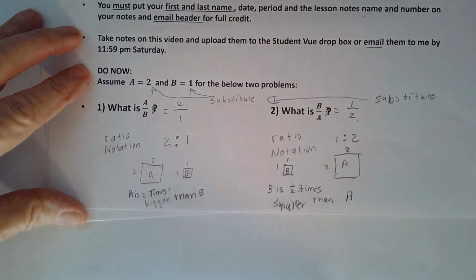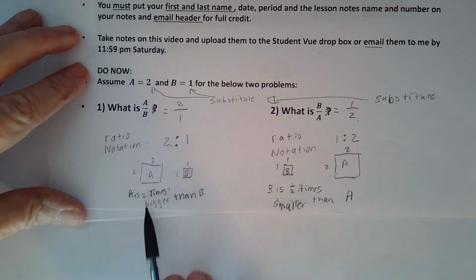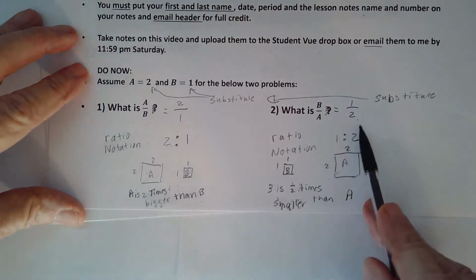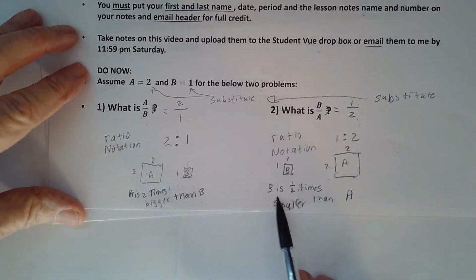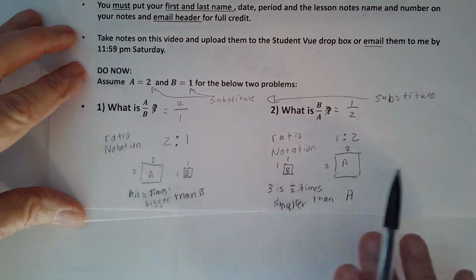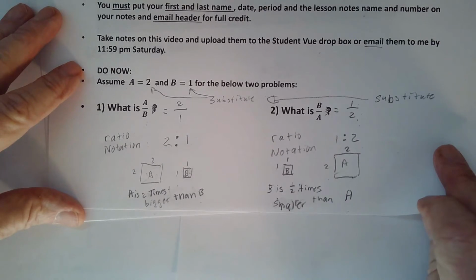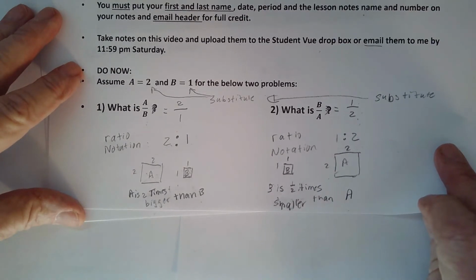All right. So 2 over 1 is 2. So a is 2 times bigger than b. 1 over 2 is 1/2. So b is 1/2 times smaller than a. That's the principle that's behind ratios. You're basically comparing different lengths.